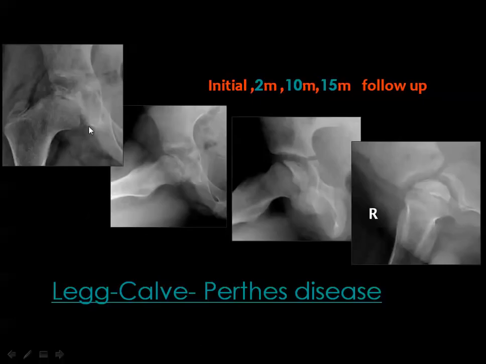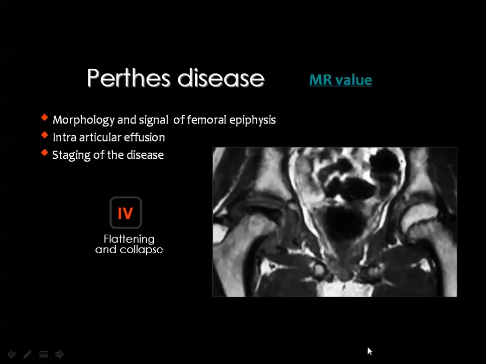And this is an example. You see the initial X-ray showing stage 4 Perthes disease with flattening and collapse of the femoral head. Then at 2 months, 10 months, and 15 months follow-up, you get almost complete recovery of the capital femoral epiphysis, which is more or less of normal size. It shows mild increased bone density. It is well co-opted within the acetabulum, as you can see.